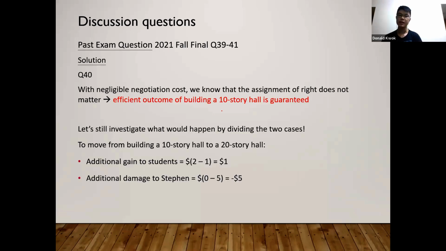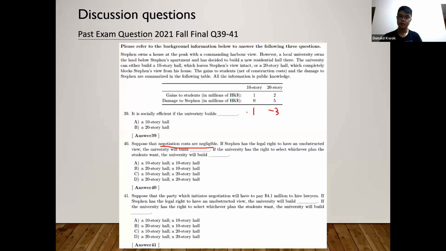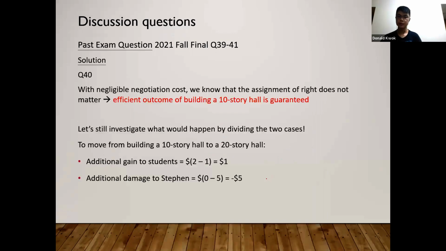But still, let's analyze what would happen for the negotiation process in these two cases. Okay, so let's go through here. So to move from building a 10-story hall to a 20-story hall, the gain to students would actually increase by 1, while the damage to Stephen would be increased by 5. Okay, so this is the starting point for our analysis.